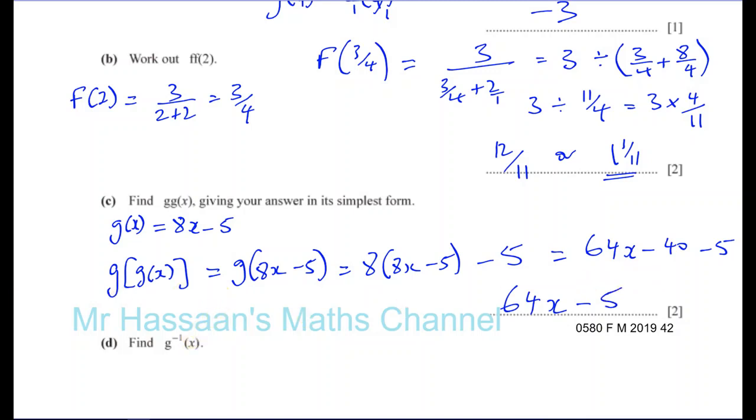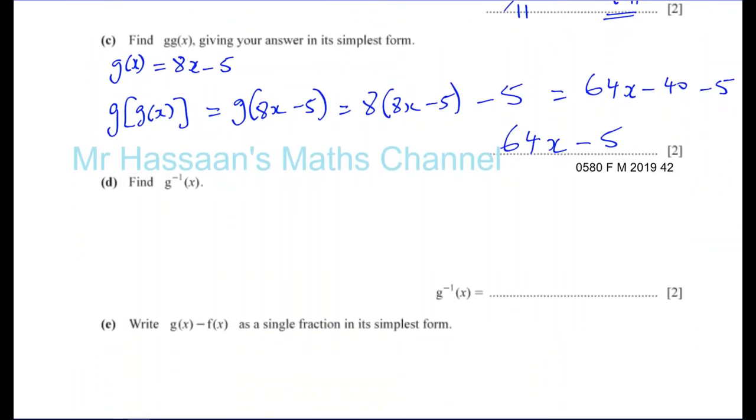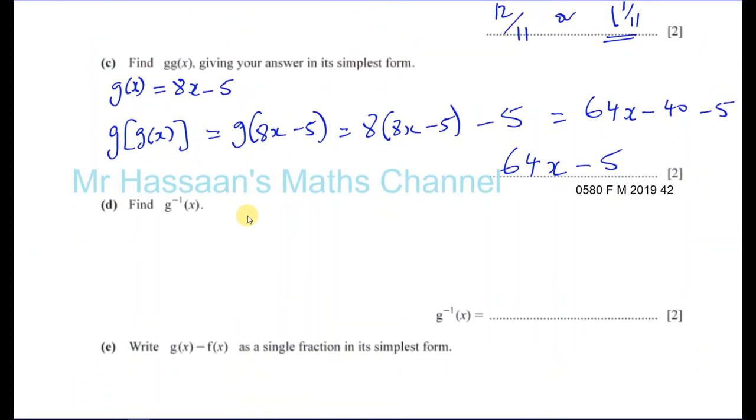Now part D tells us to find the inverse of the function g of x. The inverse of the function g of x. Okay, so to find the inverse of a function, one of the steps you can do is, with 8x minus 5, you're basically switching the x and y around when you are finding the inverse of a function. Okay, you're finding the thing that undoes the function.